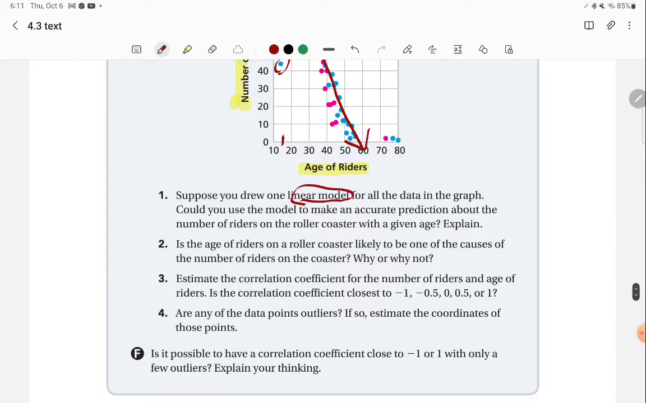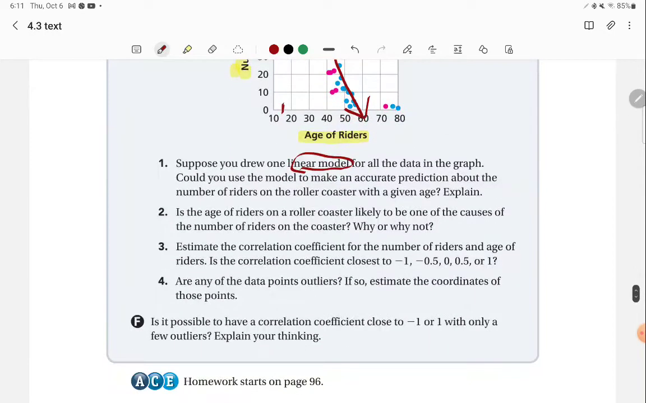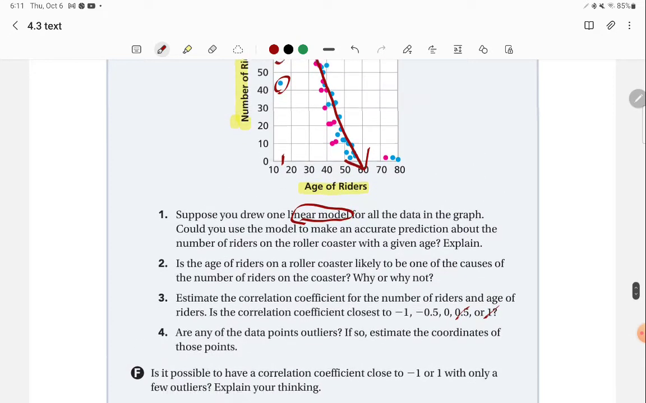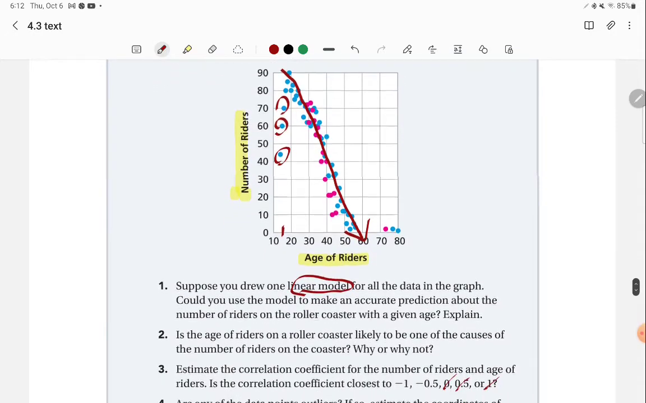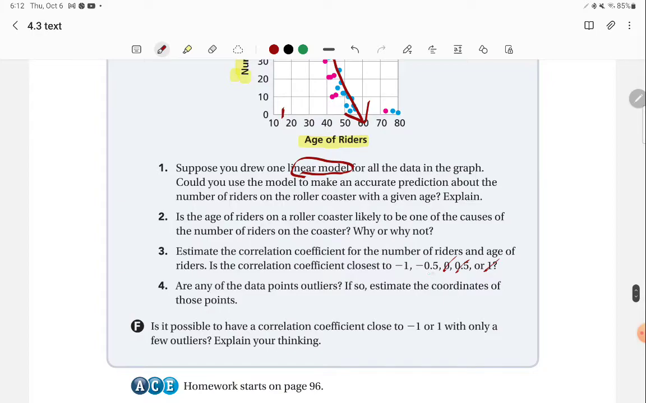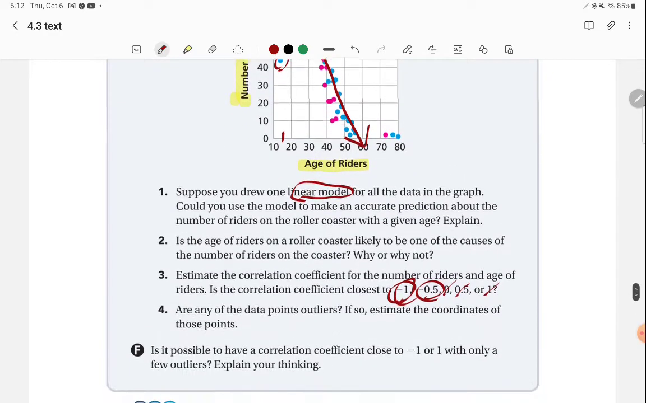And then 2, is the age of the riders on a roller coaster likely to be one of the causes of the number of rides? So yes, on number 2, because we can see that there is a strong correlation. And then number 3, estimate the correlation coefficient. So again, we know that it's not a positive because the slope is actually negative of my model there. And we also know that it's not 0 because there is a pretty strong correlation. So we know that it's either going to be -1/2 or -1. And I would say that it's actually closer to -1 because it's a very strong correlation.